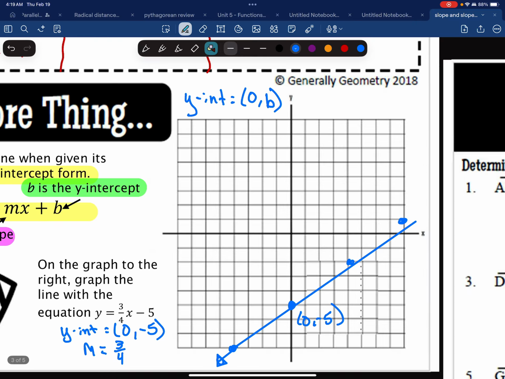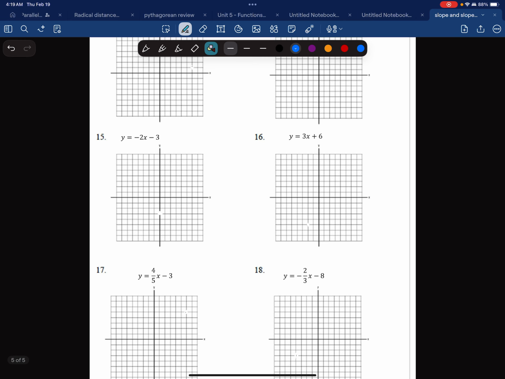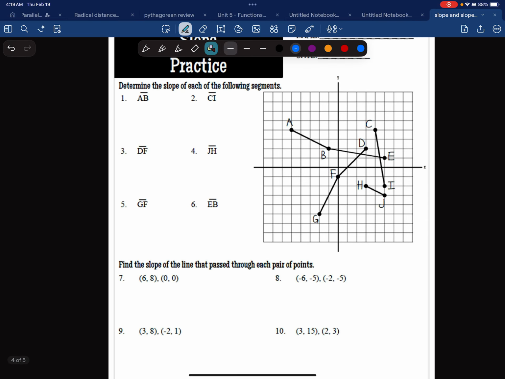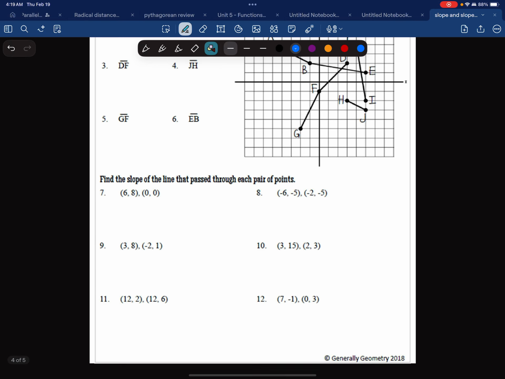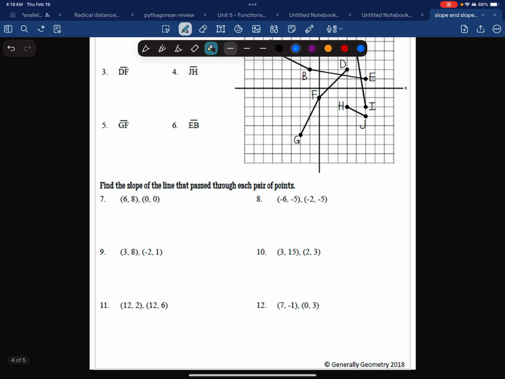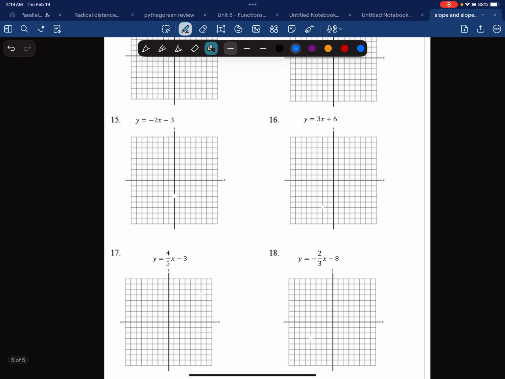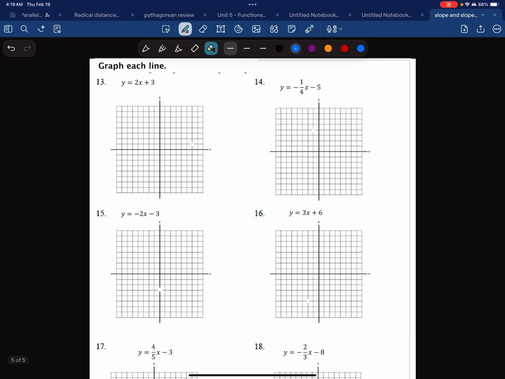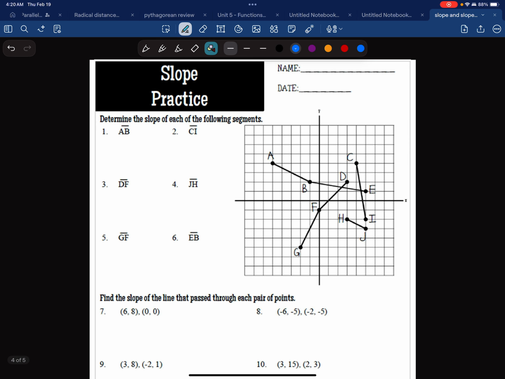This right here is your assignment. You've got 18 problems. As you can see, you're going to determine the slope by reading the graph, with the points, and then you're going to identify the slope by giving the equation, and graphing it as well. All right, see you in the next video.